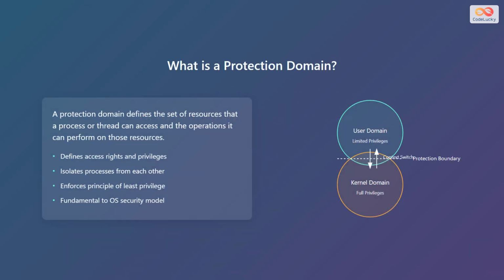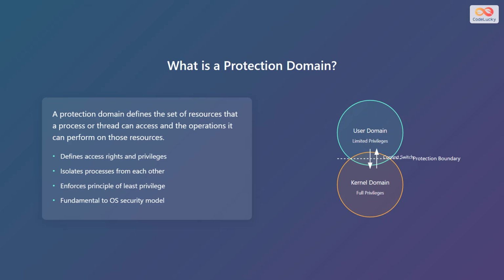So, what exactly is a protection domain? A protection domain defines the set of resources that a process or thread can access, and the operations it can perform on those resources. Think of it as a virtual fence that limits what a piece of code can do.